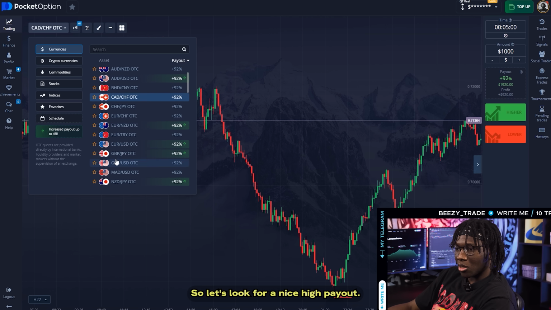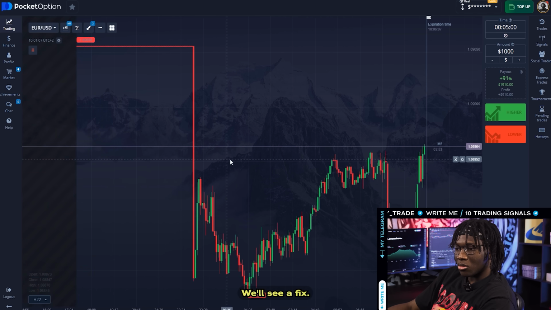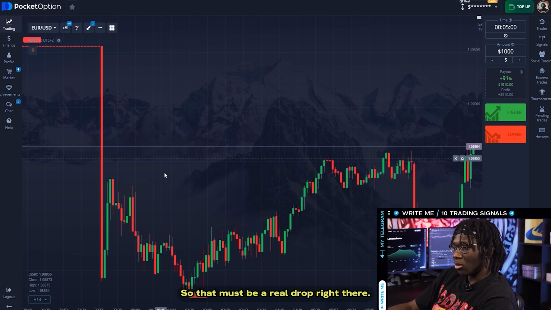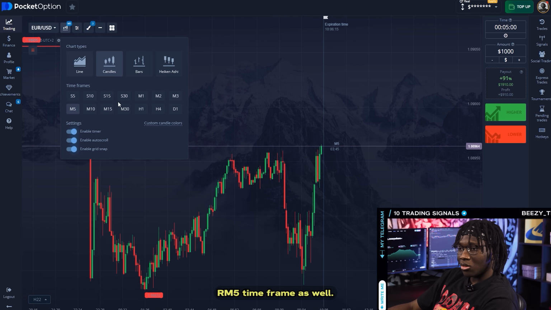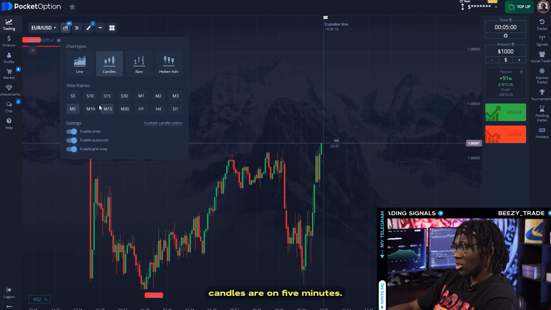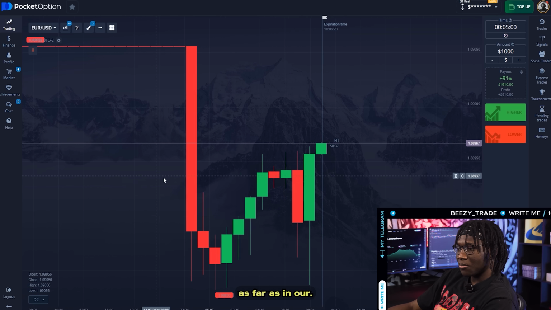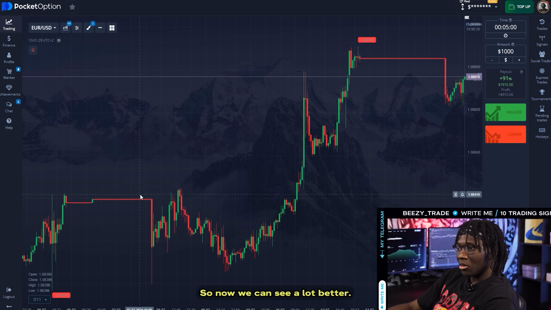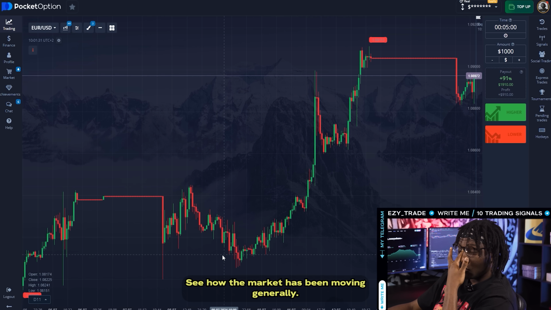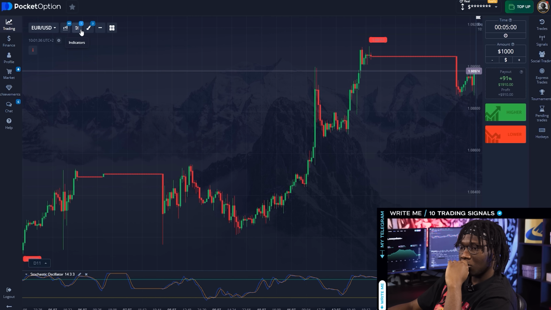So let's look for a nice high payout that's not OTC at the moment, barely. So we can see this go up to, let's see, fix. So that must be a real drop right there. So we'll stick with it. We're in an M5 time frame as well. Our candles are on 5 minutes. So first thing is we want to start looking as far as an hour. So now we can see a lot better how the market has been moving generally. I'm going to add my stochastic oscillator right there at the bottom.